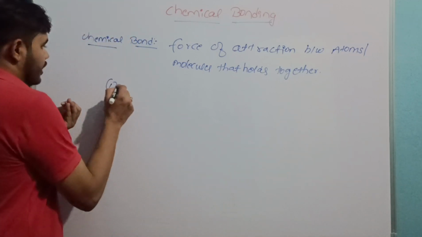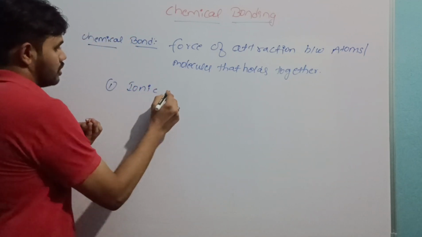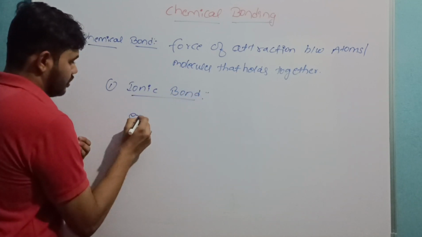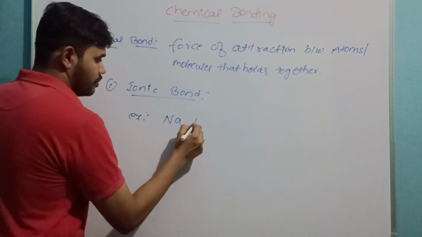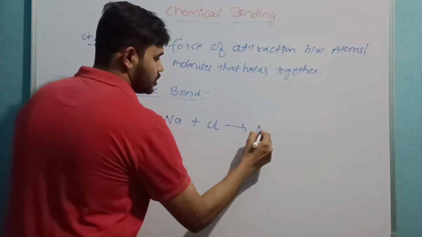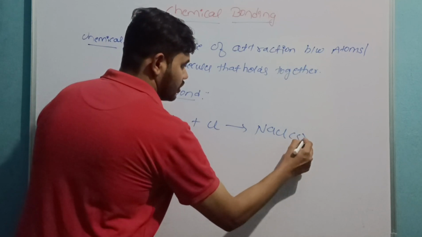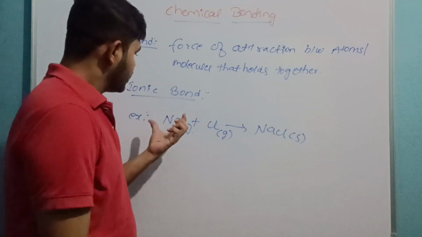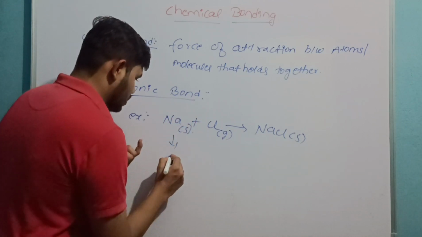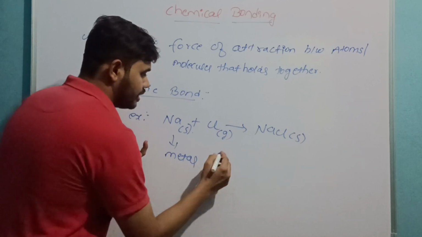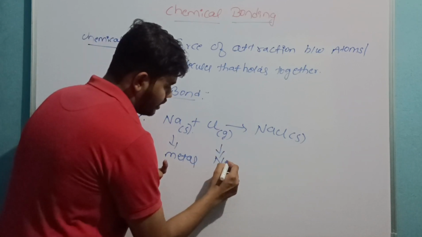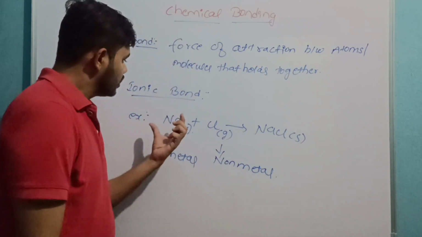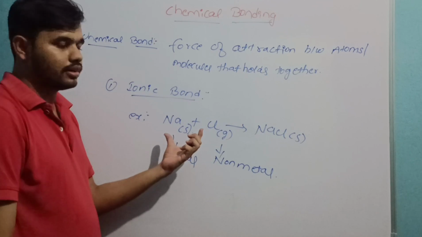First of all, ionic bond. Here is an example for ionic bond: sodium reacts with chlorine and forms sodium chloride, which is in solid phase. Chlorine will be in gaseous state, sodium in solid state. Here sodium is a metal and chlorine is a non-metal. The bond present between sodium and chloride is the ionic bond.